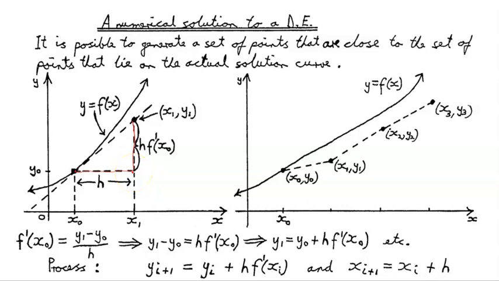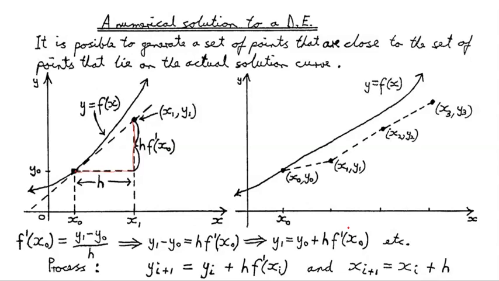Now the gradient of that tangent is the rise, y1 minus y0, divided by the run, which is h. And that's equal to the gradient of the curve at the point x0. So it's equal to f dash of x0, evaluated at x0. A little bit of algebra says that y1 minus y0 is equal to h times f dash of x0. And if we take the y0 to the other side, we have y1 is equal to y0 plus h times f dash of x0.